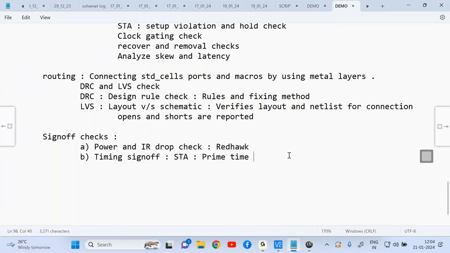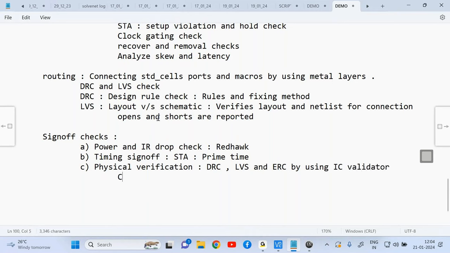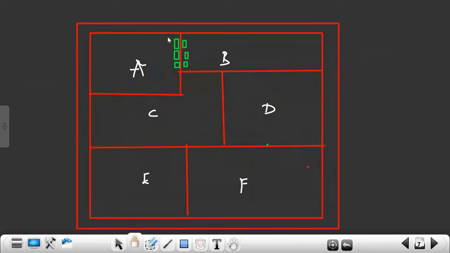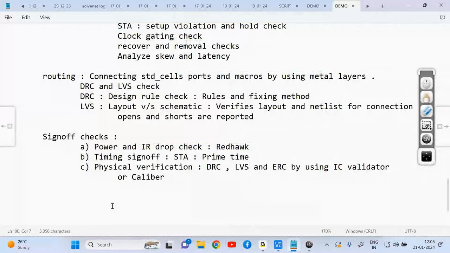Then the last team is the physical verification team. They will check the DRC, LVS and ERC by using a tool called IC Validator or Calibre. IC Validator is from Synopsys, Calibre is from Mentor Graphics. When all these checks are passed and there is no violation, your block is integrated at full chip level. For the complete full chip, we take the GDS, and that GDS is given to the foundry. The foundry will fabricate the IC.